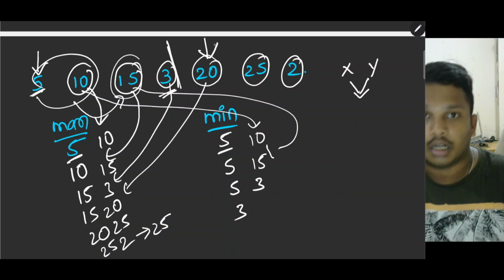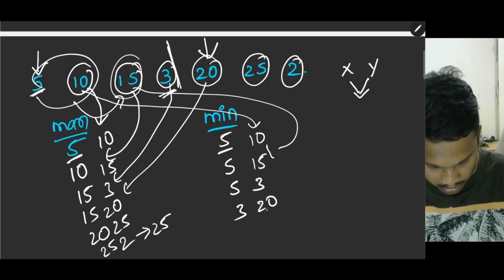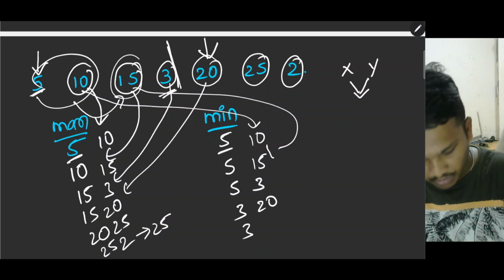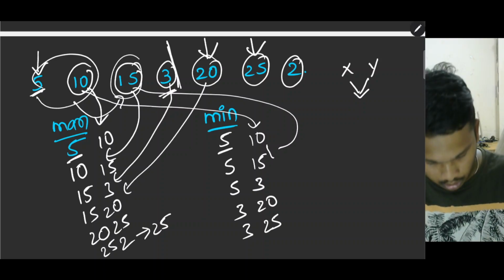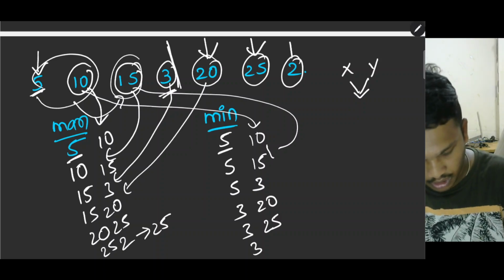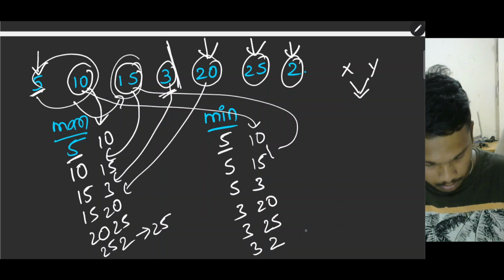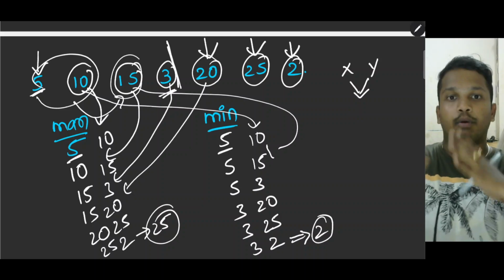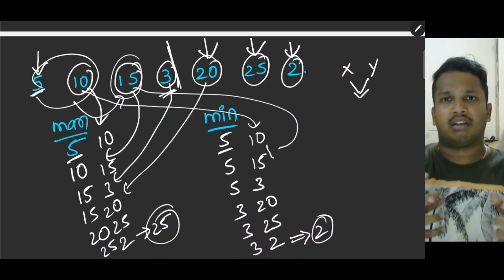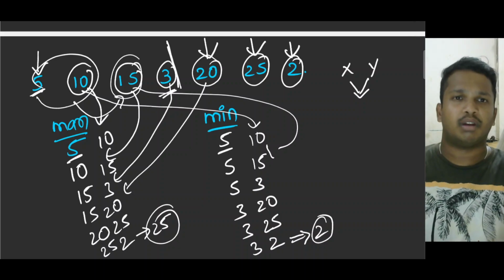Now 3 and 20. Who is minimum? 3. Again, 3 and 25. Who is minimum? 3 is again smaller. Again, 3 and 2. Who is minimum? 2. So finally, 2 is the answer. In this way, we compare with each and every element and tell which is minimum, and in the case of maximum, we find the maximum.